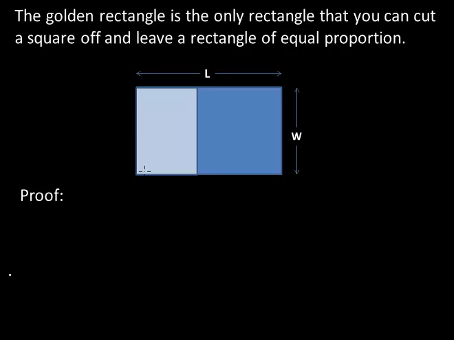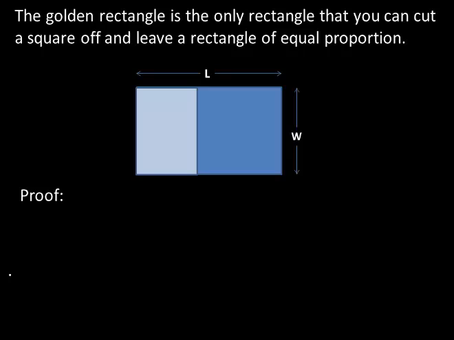Something very special about the golden rectangle is that it is the only rectangle, remember, length divided by width is equal to phi, that you can cut off the largest square possible, and the remaining rectangle is of equal proportion. In other words, the white rectangle here has length over width the same as length over width in the larger rectangle, which we know is phi.